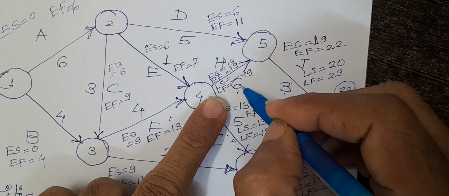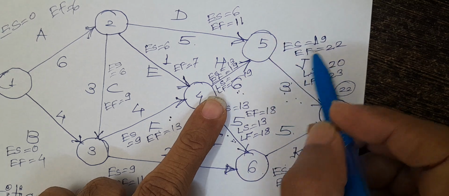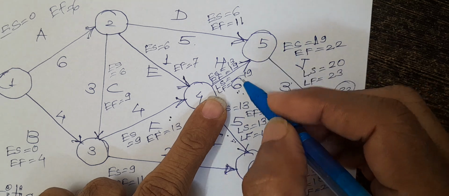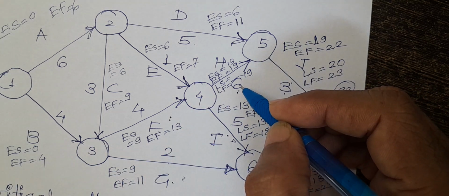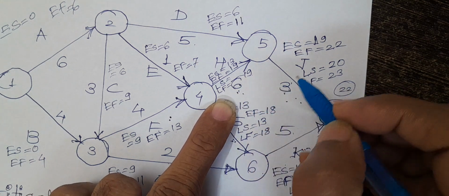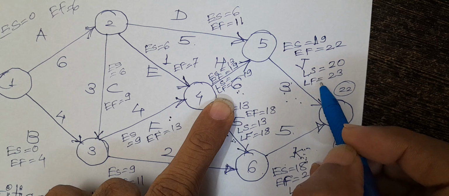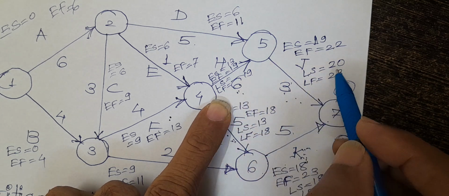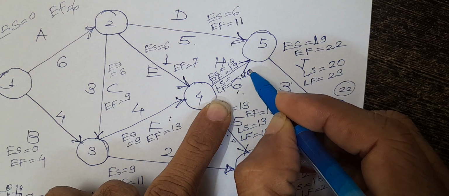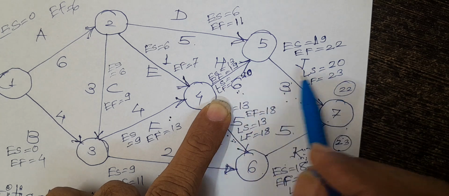So 19 minus 6. What is the time required for this? It is a 6. So the activity H, what we have to write here. Actually, what is the latest finish for this activity? It is the latest start of this activity. So it is not 19, it is 20. So the latest finish for this activity is the latest start of this activity, which is 20.